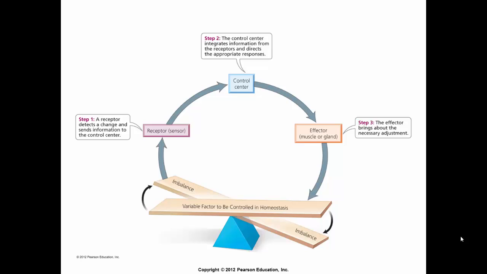Looking at the picture, an example we might use would be glucose. Say after we eat, the glucose level is high. Receptors are going to sense that glucose levels have increased. It's going to prompt the pancreas to release its hormone, insulin, which is going to take the glucose from the bloodstream and store it as glycogen, or it could be stored as fat in adipose tissue, bringing it back to the set point, that variable factor to be controlled, in this case glucose.